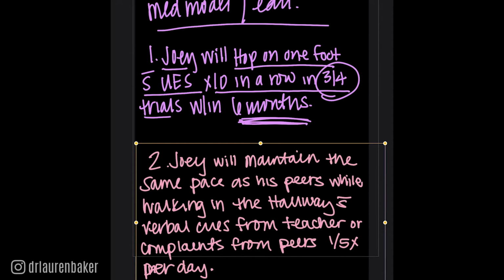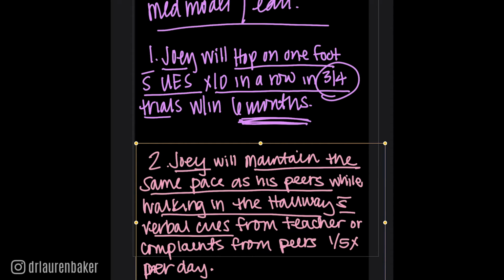So we're going to make a realistic goal: Joey to maintain the pace of his peers. We want him to work on that. That's the activity we're really working on. How is it educational? While walking in the hallway. What level of support? We want him to be able to do it without verbal cues from his teacher and also complaints from peers. So this is like his social cues and verbal cues from the expert, which is the teacher.